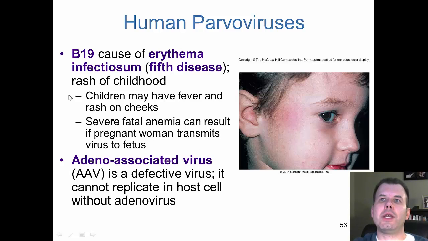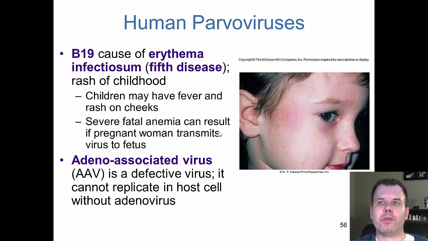Now in humans, we get two different diseases. There's B19, which is known as Fifth disease. Again, it's a rash in childhood. Children may have fever and a rash on their cheeks, and severely fatal anemia can result if a pregnant woman transmits the virus to the fetus. That's where we see most of the infections, in pregnant women transmitting it to the fetus, and it leads to death of the fetus. You do see it occasionally in kids, but it's pretty rare, and it's not the case that if your dog has it, you're going to get it. It doesn't work that way; typically it's spread from human to human contact.